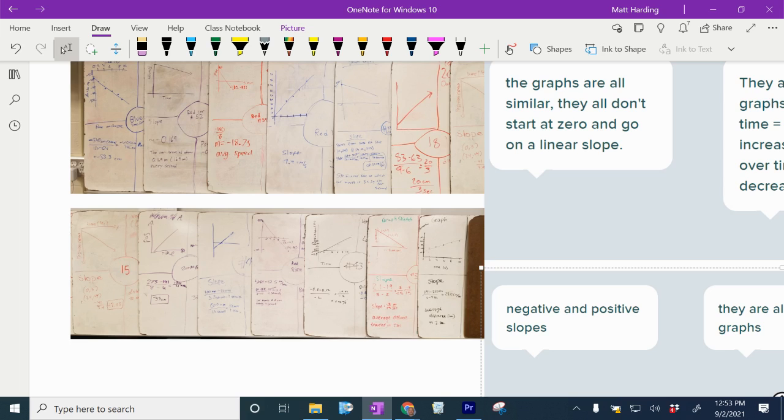People mentioned positive slopes versus negative slopes. So if I group these like that, there, there, there.